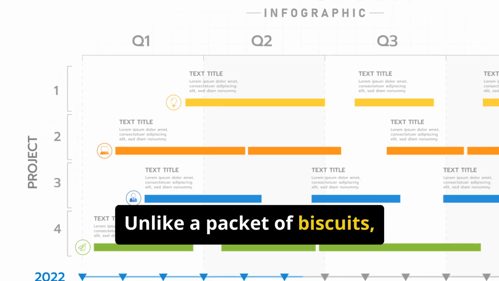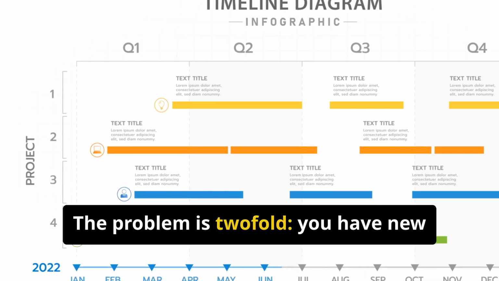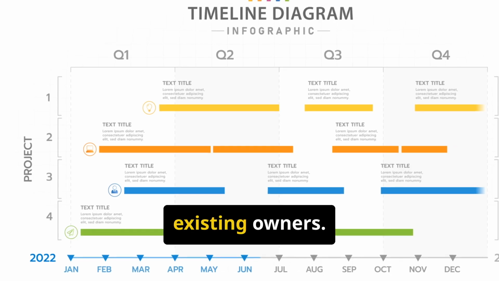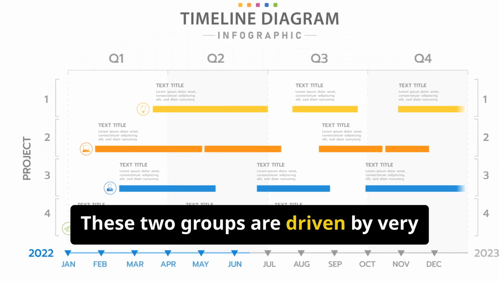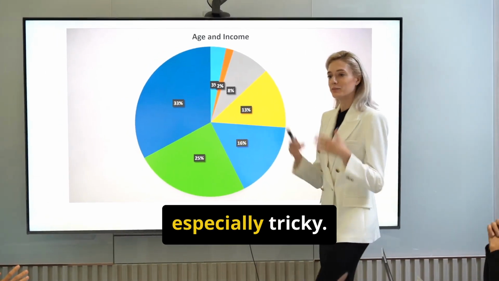Let's zoom in on the unique challenge of forecasting demand for durable goods. Unlike a packet of biscuits, people don't buy a refrigerator every month. The problem is twofold. You have new demand from first-time buyers, and you have replacement demand from existing owners. These two groups are driven by very different factors.